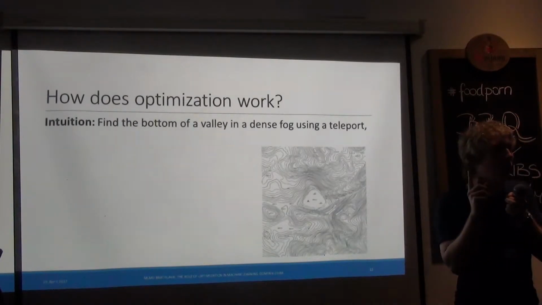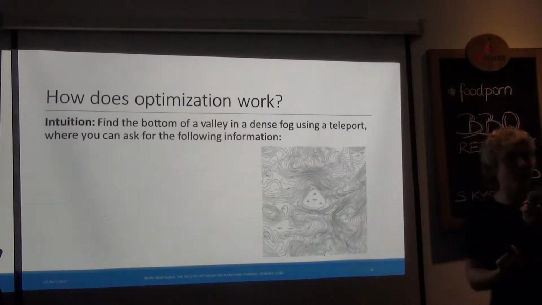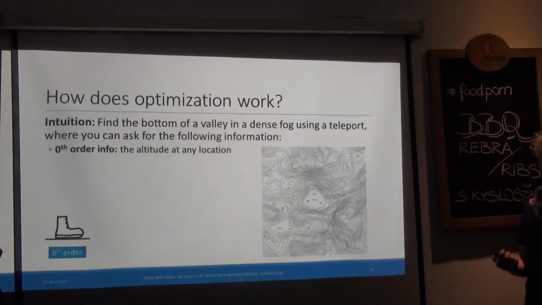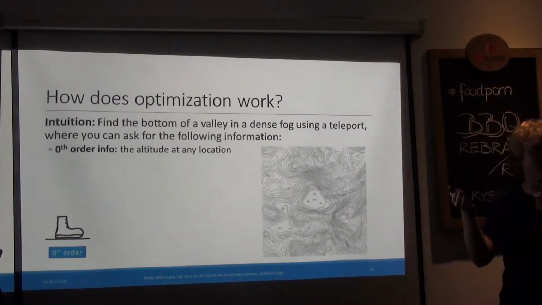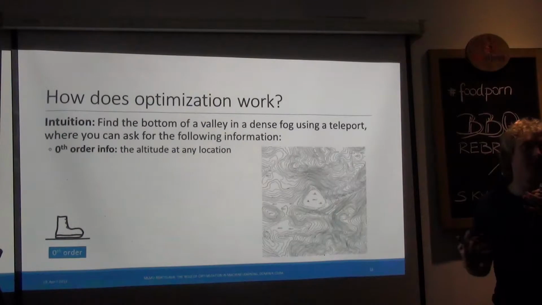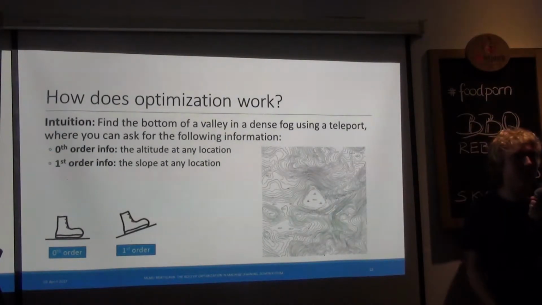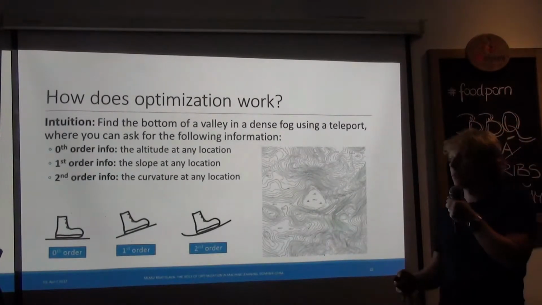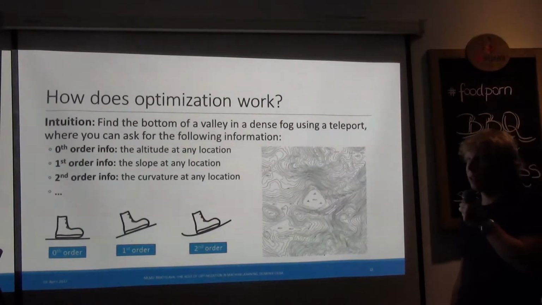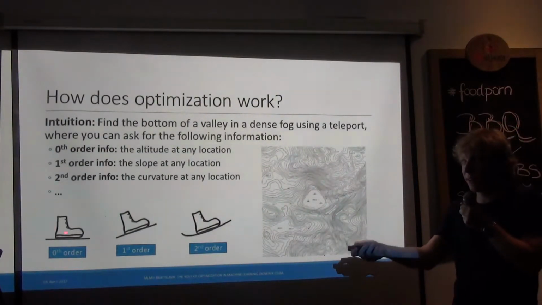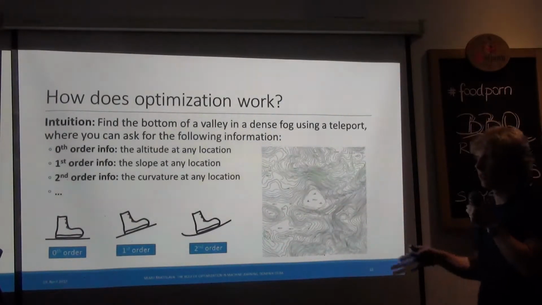You can use a teleport, however, so that's quite good. And you can also ask for some information. The information you can ask for is the altitude of some location. So I know that this is 100 meters, so hopefully the nearby ones are similar. I can ask for the slope at any location. And usually I can also ask for some sort of curvature at a given location. Probably some of you recognize this as the function value, the first derivative, and the second derivative. For the geeks among you, basically.